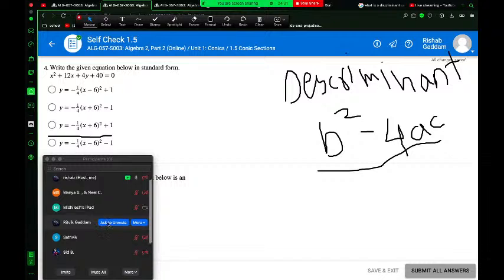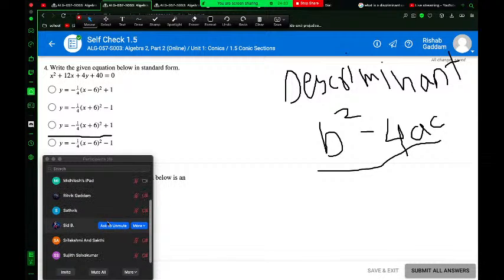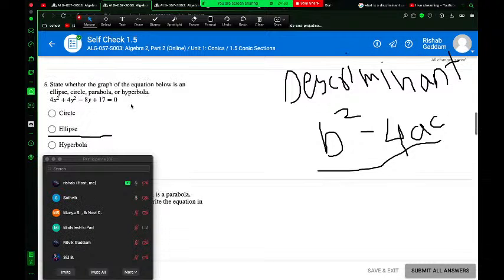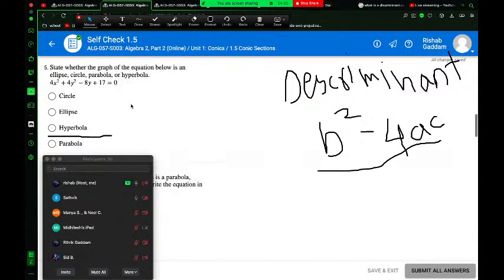Let's go on to Satvik. Satvik, you can do number 4. Can you tell us exactly how you're finding it out? Oh, okay. How about you do 5?